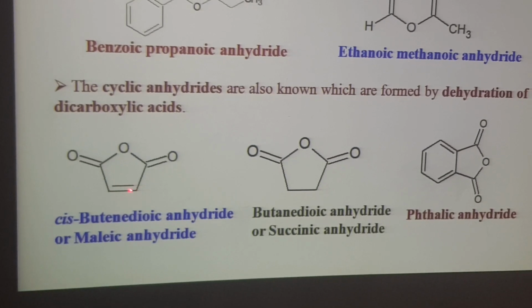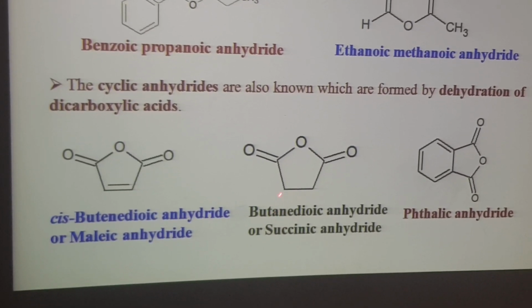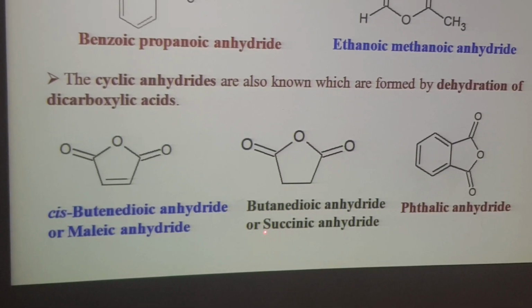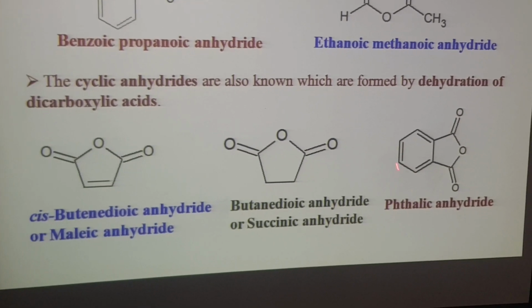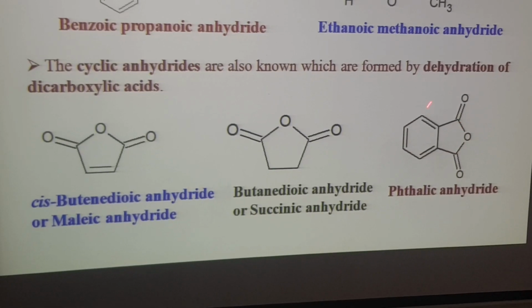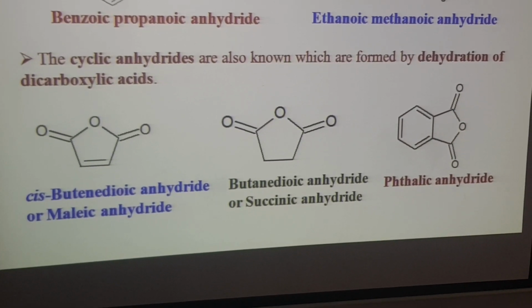Here we have a carbon-carbon double bond, that's why butene dioic. Here we have a single bond, so butane dioic anhydride. Commonly it is known as succinic anhydride. This anhydride is formed by dehydration of phthalic acid, benzene 1,2-dicarboxylic acid. That's why it is known as phthalic anhydride.